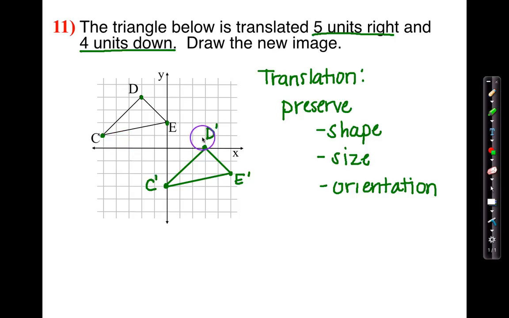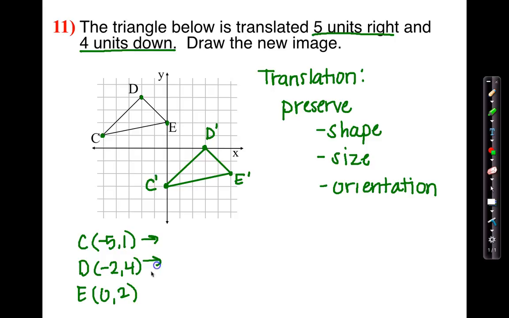Now, real quick, another way of doing this would have been to recognize the ordered pairs. Hey, point C is 1, 2, 3, 4, 5, so negative 5, comma 1. Point D was negative 2, comma 1, 2, 3, 4. And point E is 0, comma 2. So with this, you could have used your coordinate rule. Let's go ahead and create that real quick. From x comma y, it's going to change x's, let's see, 5 to the right, so that's x plus 5. And the y's are going to go 4 down, so we're going to subtract 4.